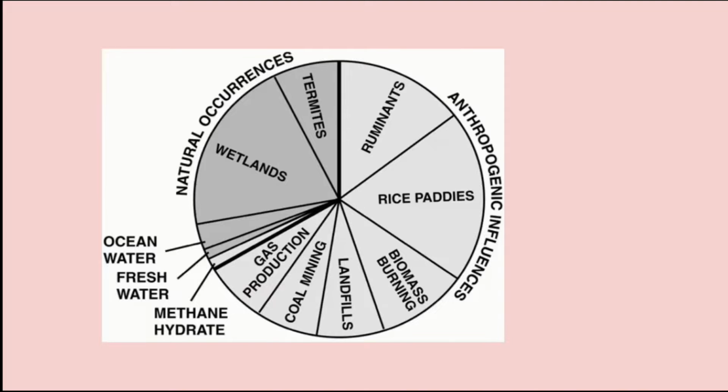Over here in the darker colors are the natural sources, and that includes termites, wetlands, ocean water, and fresh water. And unfortunately, we have something that's deep down in the ocean called methane hydrates. This is where methane is trapped in ice. And now, with climate change, we have to really worry about this, because if the ice melts, the methane will be released, and it becomes a potent greenhouse gas. And again, I don't have time to talk about that now, but if you want, I have a lecture on YouTube about methane hydrates.